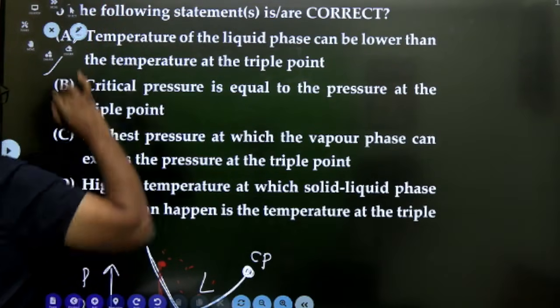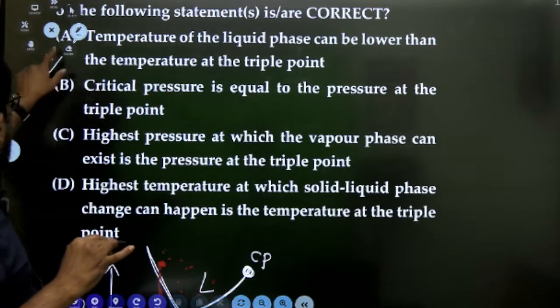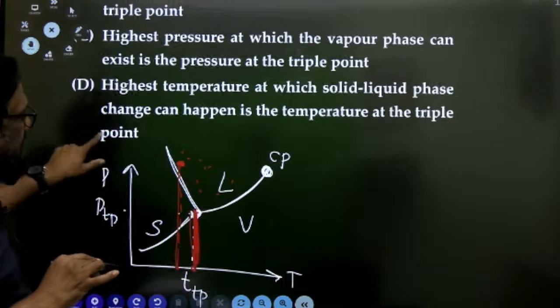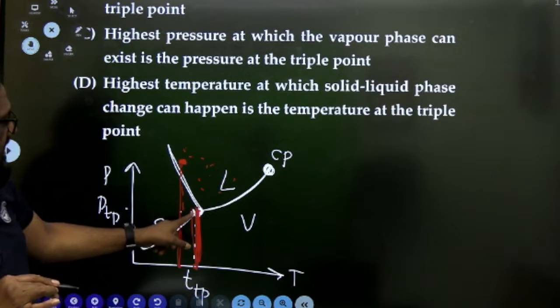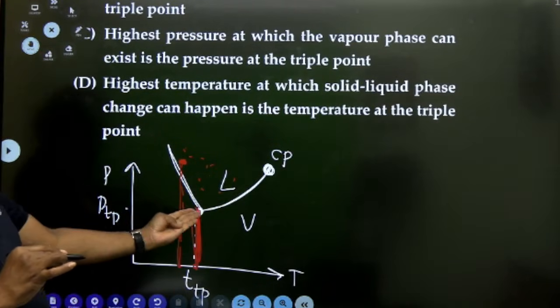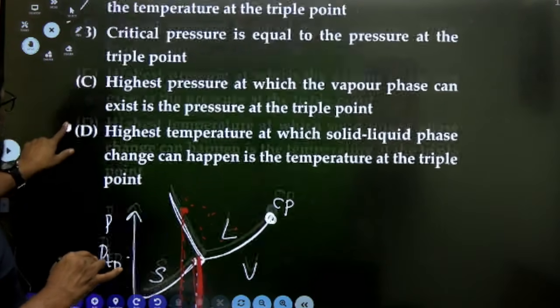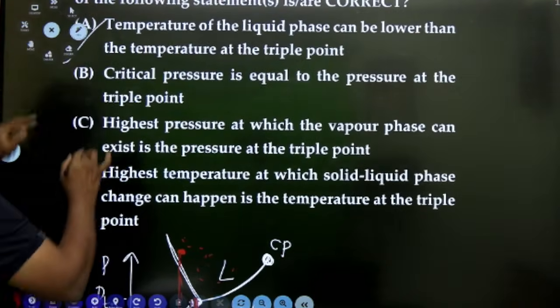Okay, now the critical pressure is equal to pressure at triple point. Oh my goodness. Can the critical pressure be equal to the triple point pressure, same है? नहीं. This is triple point which is very much low. Critical is very high. So ये गलत statement है सर. This statement is wrong.